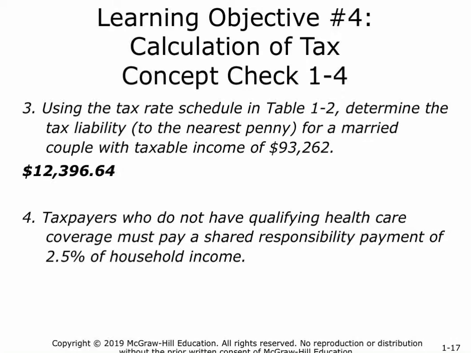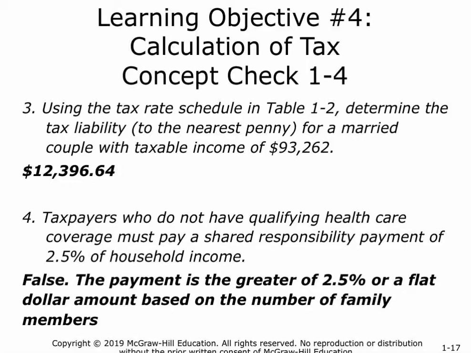The fourth concept check lists that taxpayers who do not have qualifying healthcare coverage must pay a shared responsibility payment of 2.5% of household income. And that's false. The payment is the greater of 2.5% or the flat dollar amount based on the number of family members, that being the number of adults and number of children up to that household threshold.